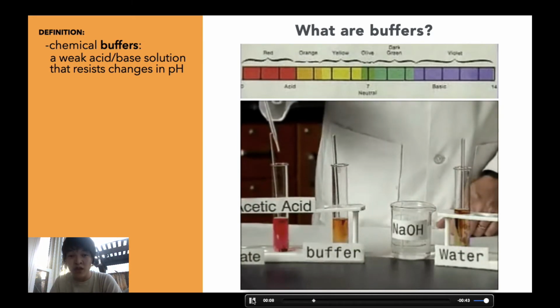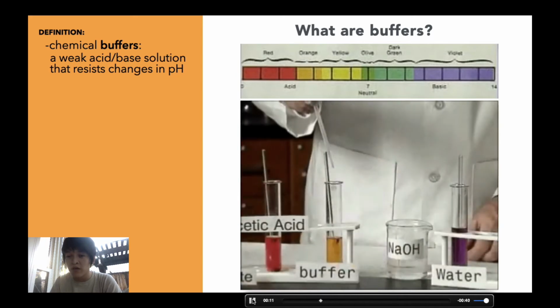So he's only adding like 1 or 2 drops to each test tube right now. So notice, I'm going to pause the video. The water is already purple. It's already considered a high pH. The buffer and the acetic acid, however, they're the same color, meaning their pH didn't change. So I'm going to start the video again.